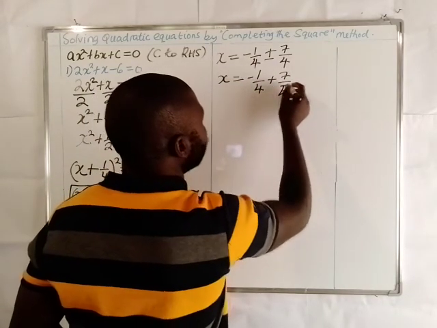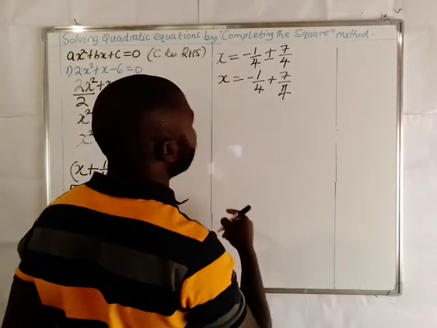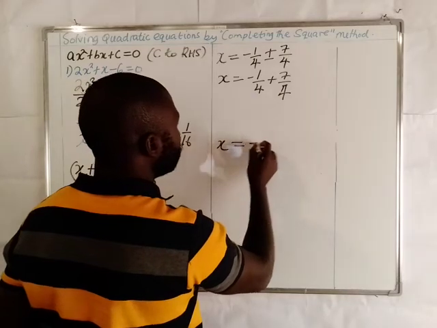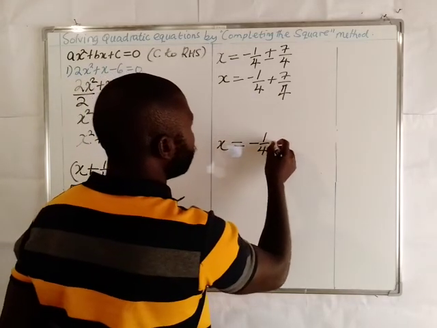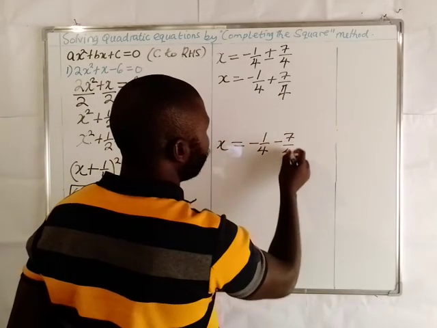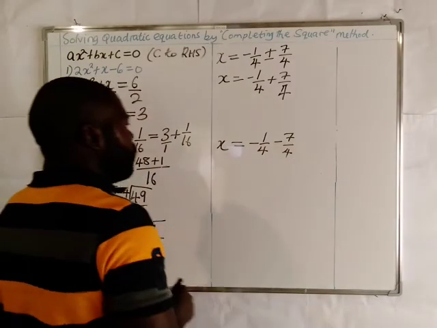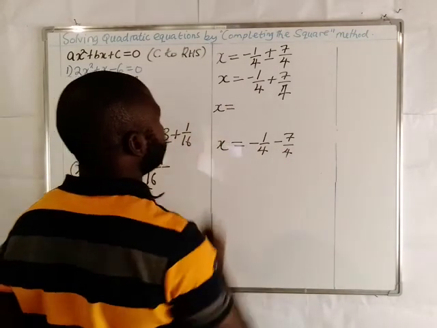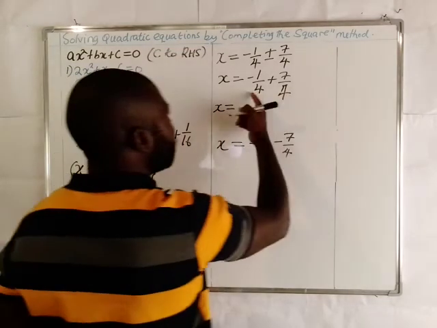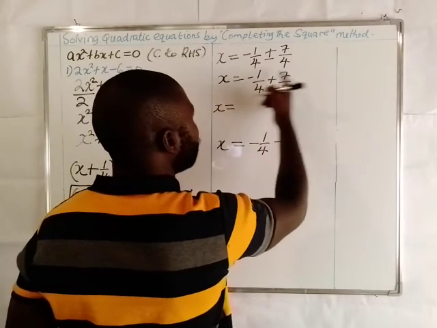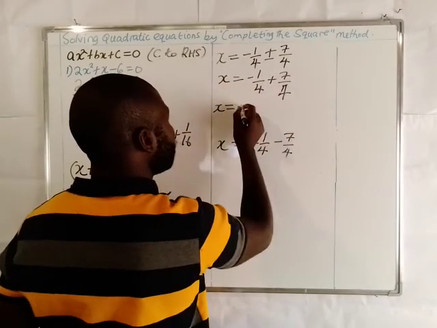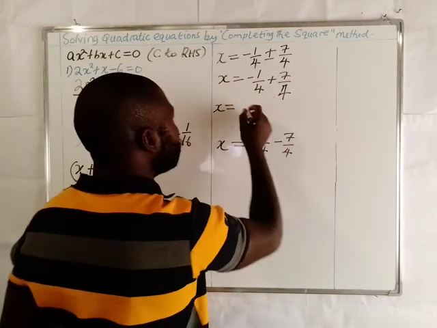So one of the values of x will come from here, and the other value of x will come from x is equal to minus 1 over 4 minus 7 over 4. The denominator is the same, so it's just a matter of adding in the numerator. So we have minus 1 plus 7, we get positive 6, and the denominator is the same, so we just repeat it.